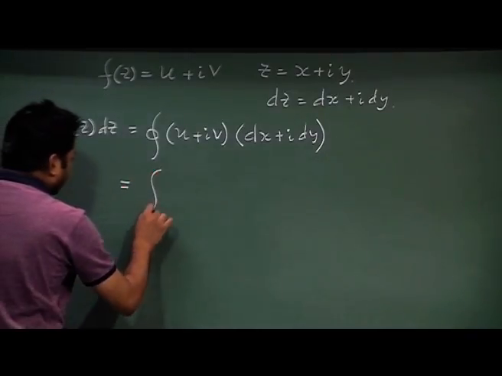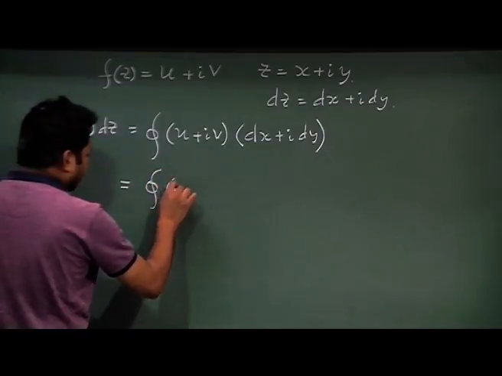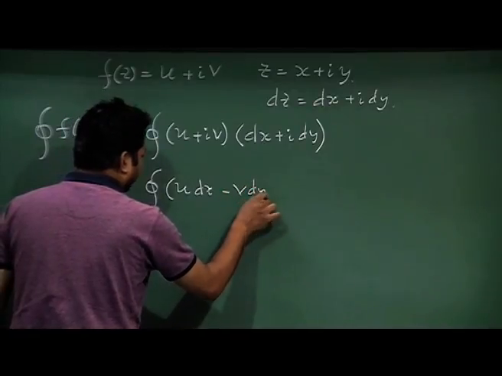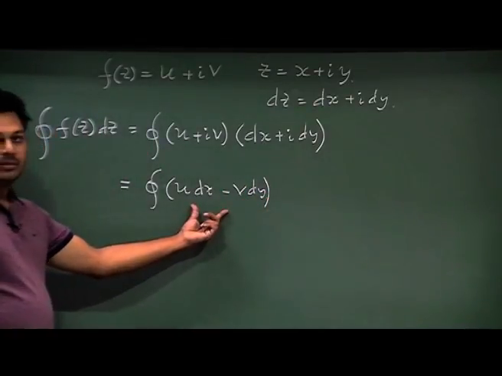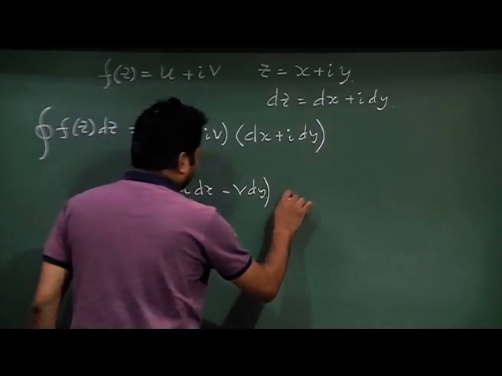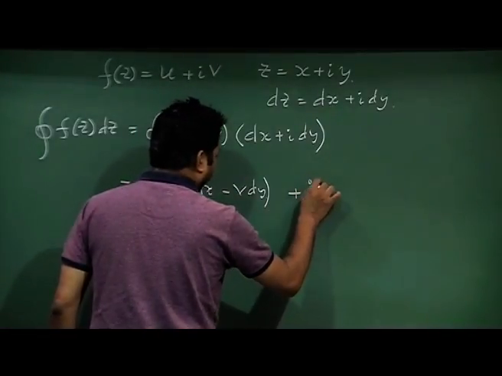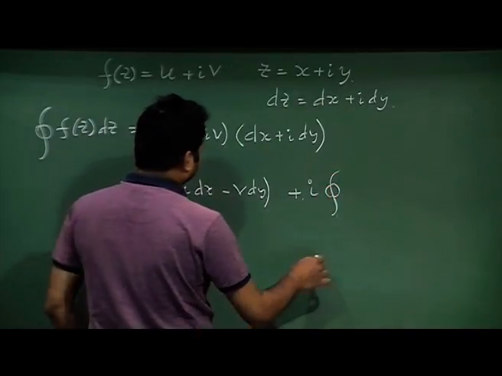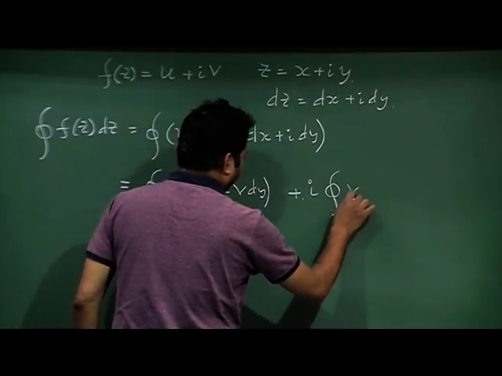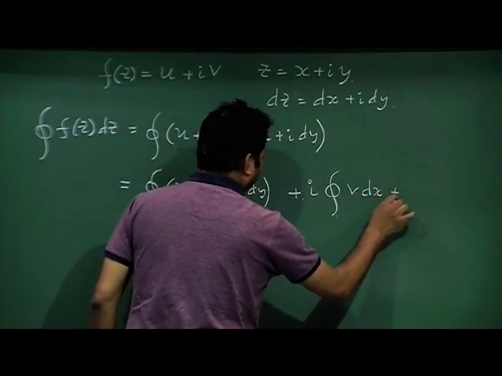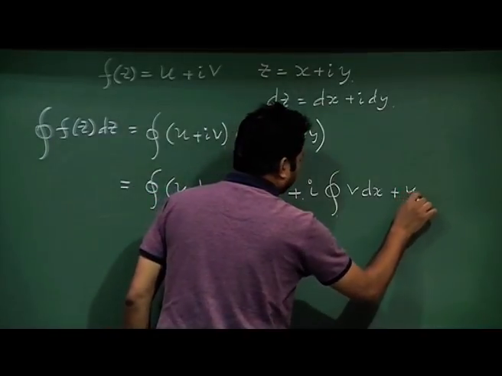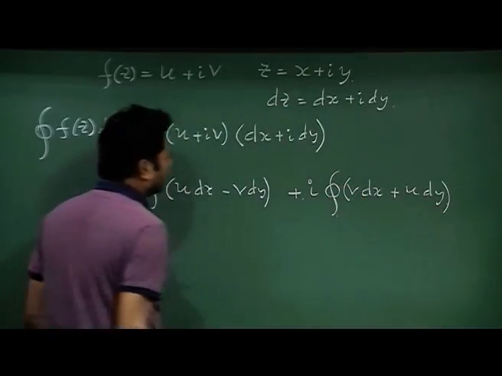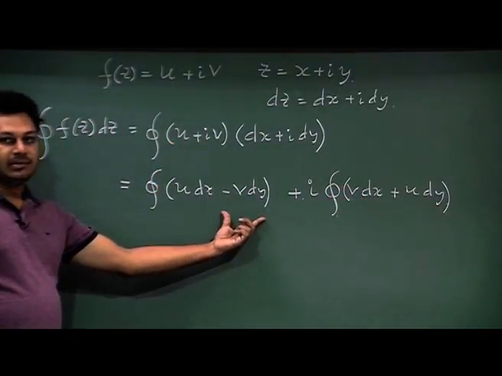I can rearrange this slightly: the closed integral of u dx minus v dy, this part, plus i times the closed integral of v dx plus u dy. I just separate out these two integrals like this.